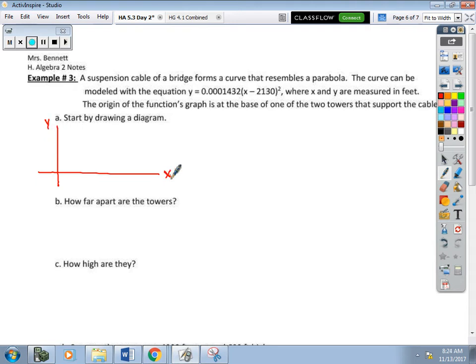And so we're going to need 2 towers, and then between the 2 towers, the suspension cable is going to come down and attach to the bridge at some point and then go back up to kind of take the pressure off of the middle parts of the bridge. So I'm just going to draw one of my towers. I'm going to draw them really skinny. It's being like right there, because it says the origin of the function's graph is at the base of one of the 2 towers. So I'll just let it be the first one. And then somewhere over here I'll draw the other tower.